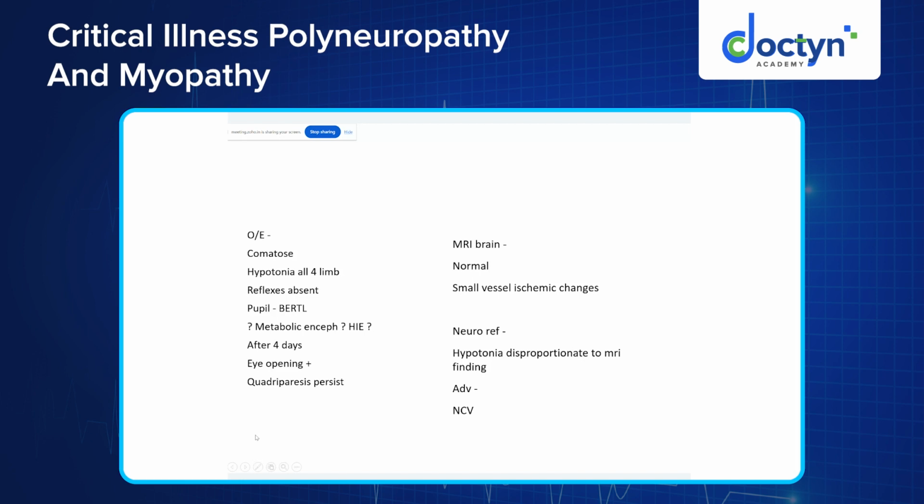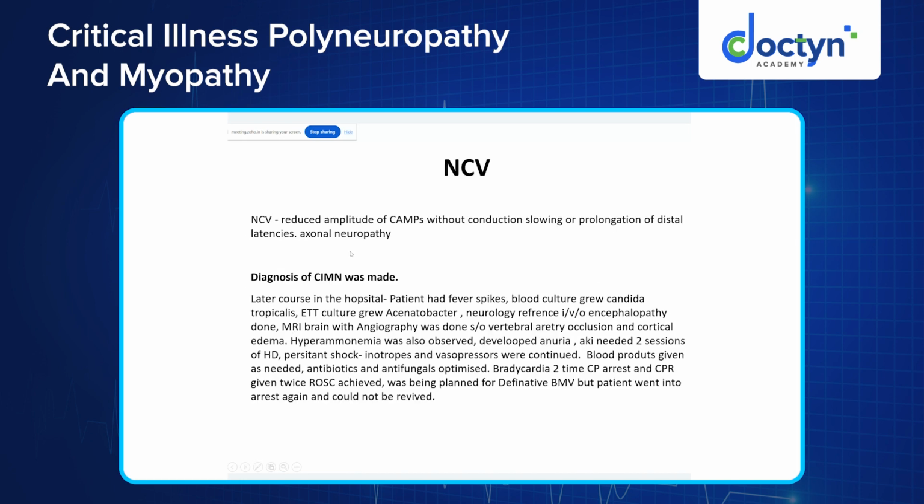So a nerve conduction study was performed, and nerve conduction velocity study showed amplitude of CMAPs without conduction slowing or prolonged latencies. So a diagnosis of critical illness myopathy and combined CIPNM was being made.